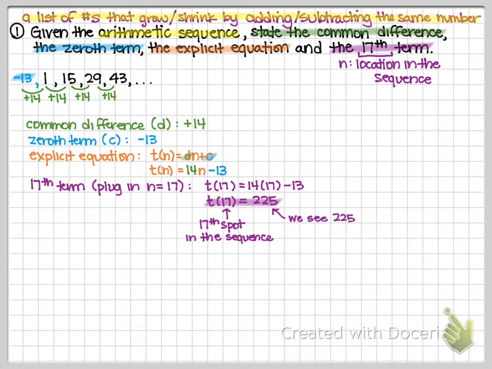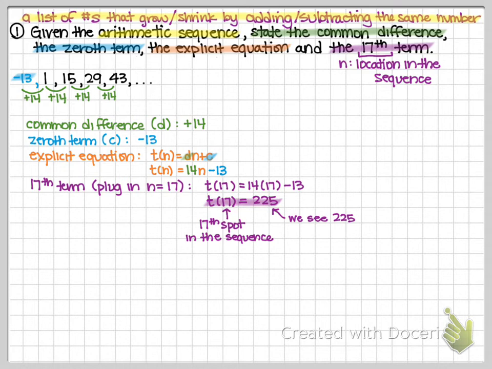225. So if I were to continue this sequence, I would go back up to my original sequence, add another 14, comma, add another 14, comma, add another 14. Once I got to the 17th location, the number that I would actually see in the sequence is 225.